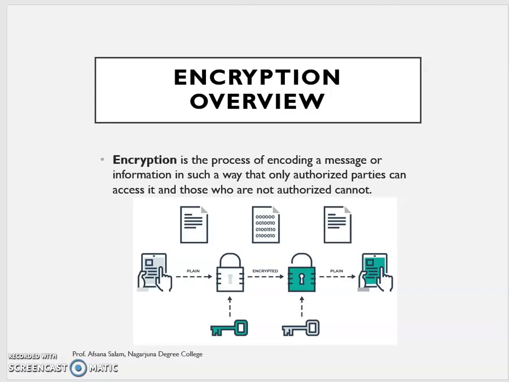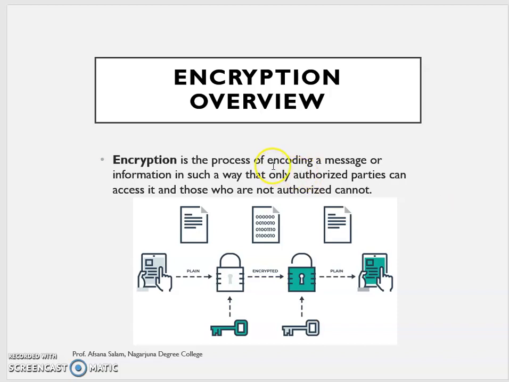Encryption is a process of encoding a message or information in such a way that only authorized parties can access it, and those who are not authorized cannot. Starting from the message which I send, it gets coded and locked with the help of encryption. Only with the help of the key will you be able to access and open that content again. So now we are going to see this in detail.